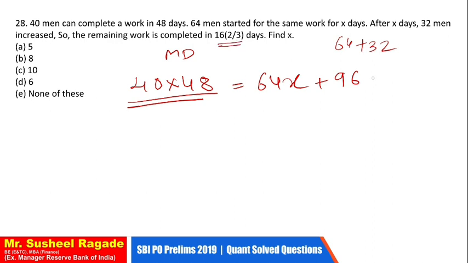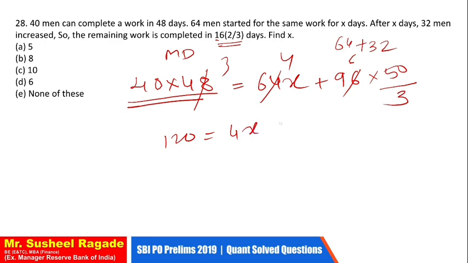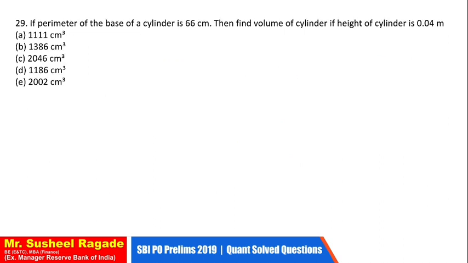So suppose if we convert this, it will become 48 plus 2, 50. 50 divided by 3. So now let's divide all the numbers by 16. So this is 16, here 3, this is 4, 6. So it will become 120 is equal to 4x plus 100. So 4x is equal to 20, x is equal to 5. So x is equal to 5. This is a very easy kind of question. Question number 29.